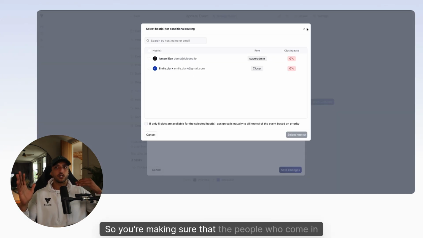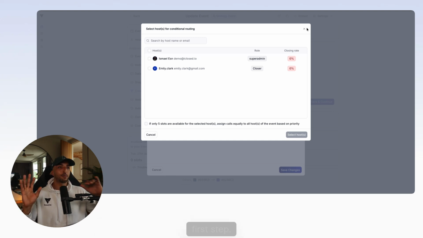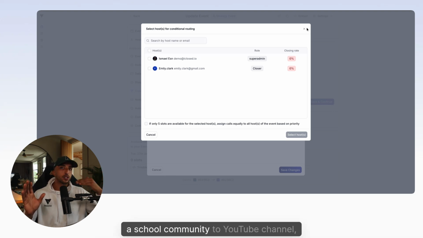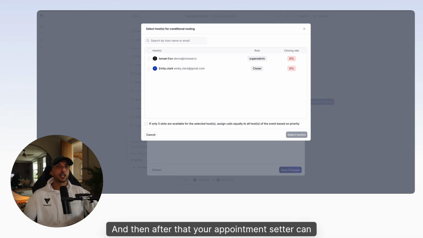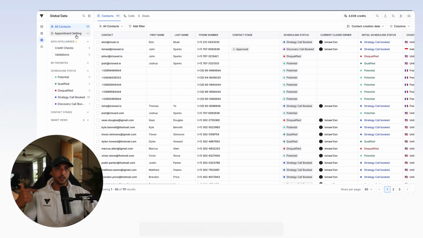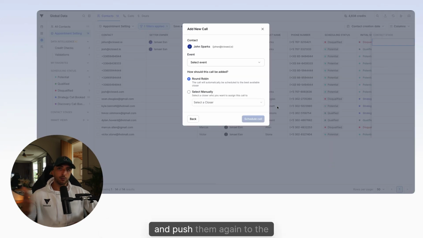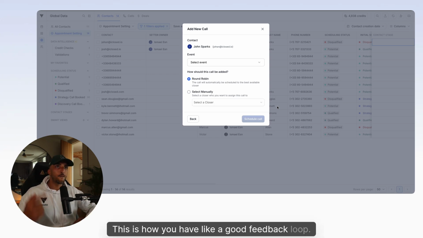So you're making sure that the people who come into the scheduler are valid human beings, first step. And after that, the people who are not qualified, you either redirect them to a checkout offer, to a school community, to a YouTube channel, or you assign them to an appointment setter. And then your appointment setter can come inside of the global data, in the contact tabs, under the appointment setting tabs, and see all the leads that came through, use the contact stage to book the call and push them again to the sales team. This is how you have a good feedback loop.